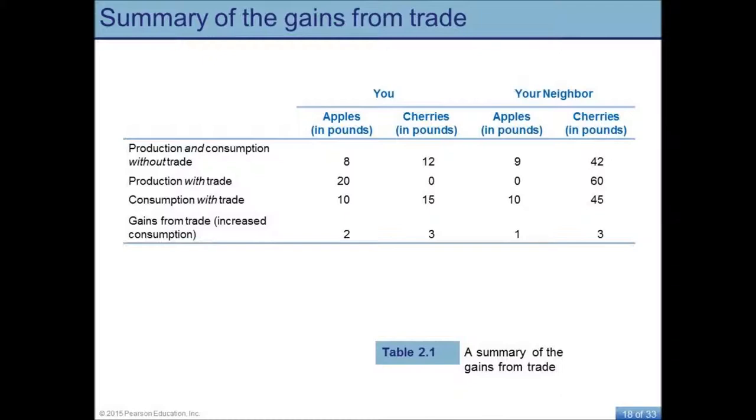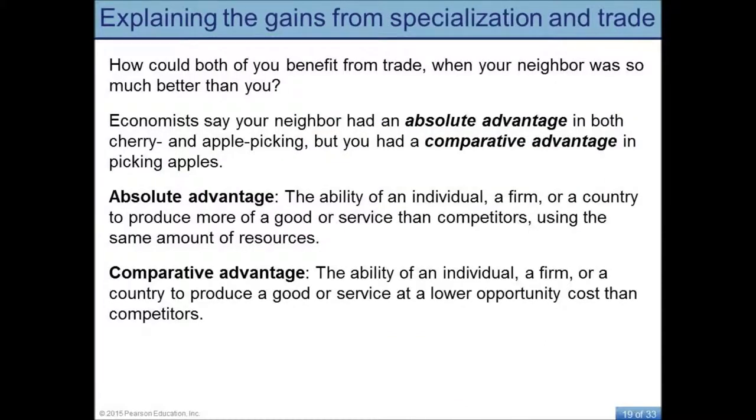So the last line, which is gains from trade, actually is the subtraction of the first line from the third line. So 10 minus 8 is 2. 15 minus 12 is 3. 10 minus 9 is 1. And 45 minus 42 is 3. Those are the gains we made, that we can actually better our position by engaging in trade. And that is because of the fact that we had a comparative advantage, which is going to be explained on slide 19. Slide 19, explaining the gains from specialization in trade.